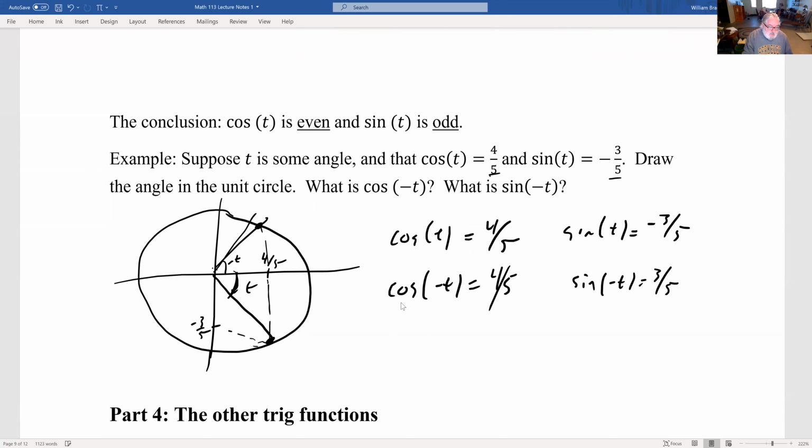This point is going to have x-coordinate of 4/5. And it's just this point reflected about the x-axis, so this comes up here, and y-coordinate 3/5. So if you put in a minus sign inside the angle for sine, you switch the sign there. If you put a minus sign inside the angle for cosine, nothing happens.